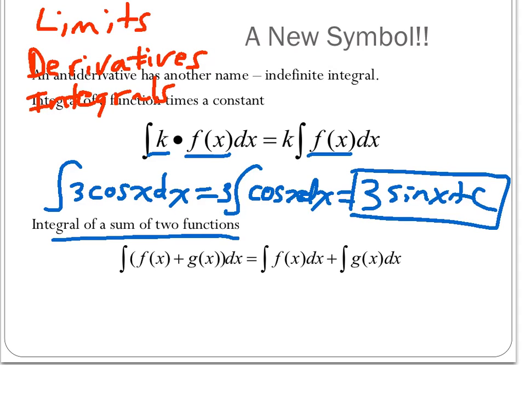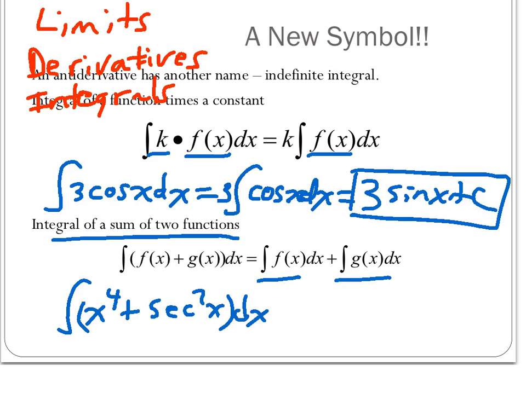Another property you need to be aware of is that when we add two functions together and we're asked to find the antiderivative of that sum, it's actually the antiderivative of each equation separately. So we look at it as two separate problems. Again, as a simple example, let's say I ask you to find the antiderivative of x to the 4th plus secant squared x dx. At first you go, oh my goodness, I haven't learned how to do this, but then you realize these are really just two separate problems. I do them each separately. The antiderivative of x to the 4th is 1/5 x to the 5th. The antiderivative of secant squared x is tangent of x. And then remember, I have to add plus C.